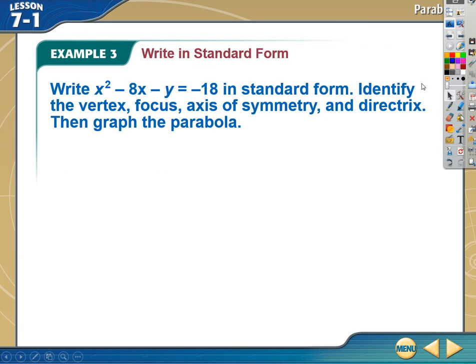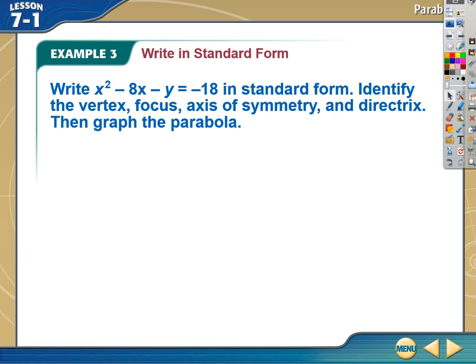But now I get to this one. It says, write this in standard form. Identify the vertex, focus, axis of symmetry, and all this. This is going to take up a little bit of space. So it's an x squared, so I know it's going to be y equals a, y equals with an x squared. So what I want to do is get all my x's, all my stuff on one side and my y on the other.